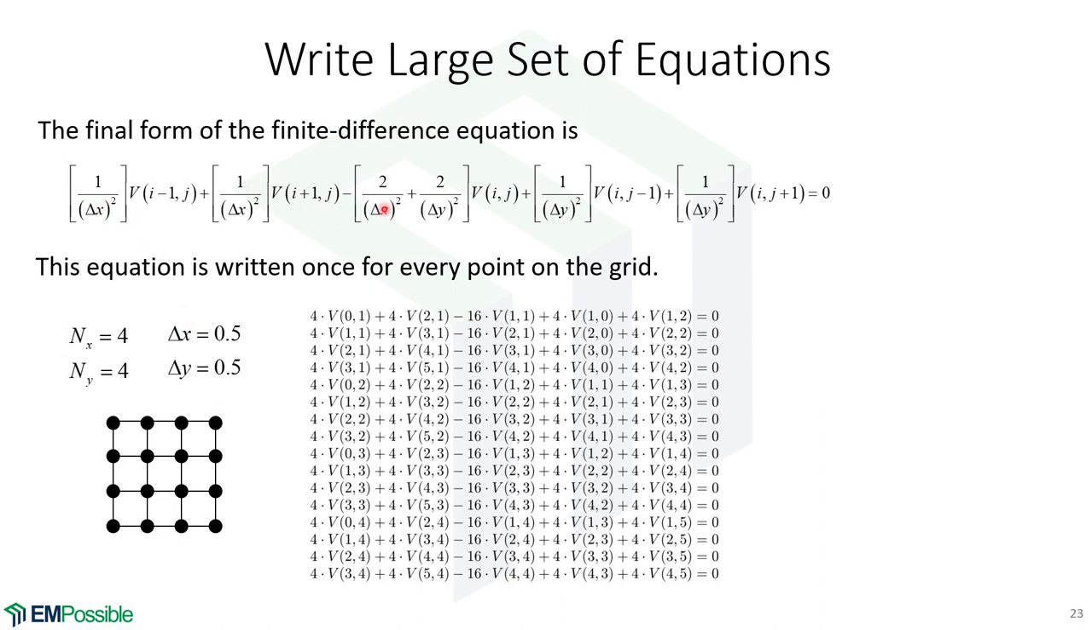So what I'm going to do is write this equation once for every point on the grid. So I'll write it for this point, then this point, then this point, and all the way through. So I have 16 equations. And I would recommend on your own time plugging in these values for delta X and delta Y and seeing how we get these numbers 4, 4, minus 16, 4, 4. And do that by hand. Not for all 16, just pick a couple. So we have our finite difference equation written once for every point in our grid. We have a huge set of equations. So this is obviously something that we could put into matrix form, but we're not quite there yet.